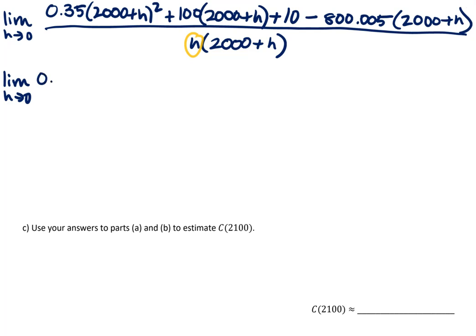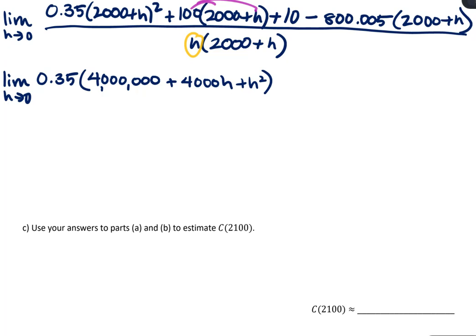On the top, I need to multiply 2,000 plus h by itself. So 2,000 plus h times 2,000 plus h, and that will give me 4 million. That's 2,000 times 2,000. And then a 2,000h plus 2,000h, which will be a 4,000h, and an h squared. So make sure you FOIL that out. You can't just distribute powers. You have to multiply 2,000 plus h by itself. In that second chunk, I can go ahead and distribute the 100 through now. So I'm getting 2,000 and then 2 more zeros.